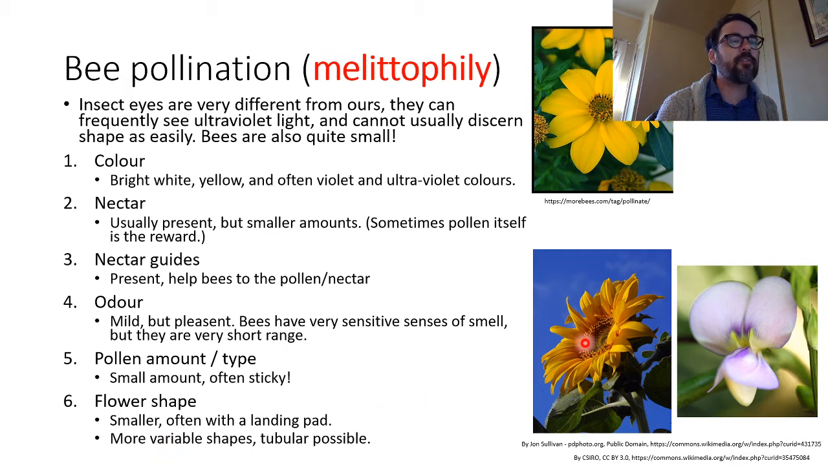The flower shape is often smaller, but with some kind of landing pad. There's more variable shapes, like, for example, legume-type flowers still have this landing pad, and then Asteraceae have this huge sort of landing pad where the bee can land and move around.